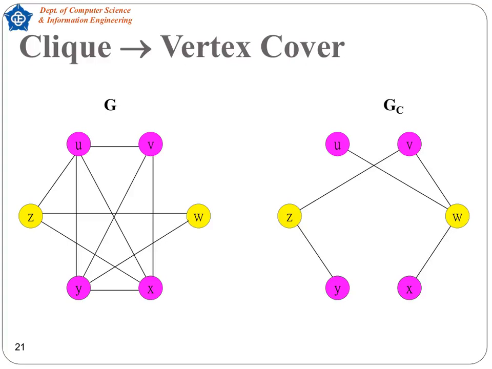To build the complement graph G_C on the right, we replace every non-edge in G with an edge and remove every original edge. In G_C, you'll find exactly 5 edges, and each one is incident to either Z or W. Consequently, the 2 yellow vertices form a vertex cover of size 2. Observe that 2 equals n minus the clique size of 4, demonstrating that G has a k-clique if and only if its complement graph has a vertex cover of size n minus k.